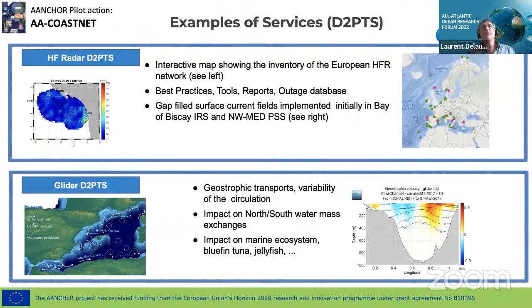I will give you two examples very rapidly of services that we provide. For example, there is a service dedicated to high frequency radar, which gives an interactive map showing the inventory of the European high frequency radar network, some best practices, tools for data treatment, reports that explain how to make this equipment work, and an outage database. Also gap-filled surface current fields, implemented initially in the Bay of Biscay and the Northwest Mediterranean.